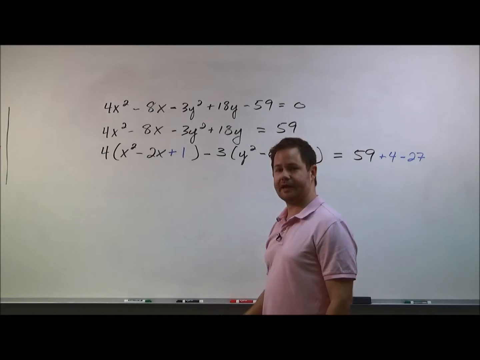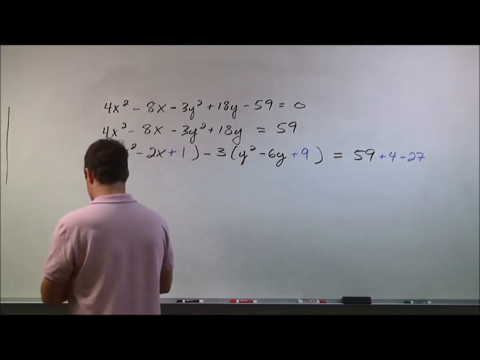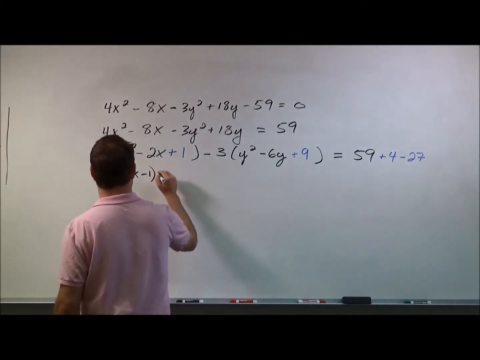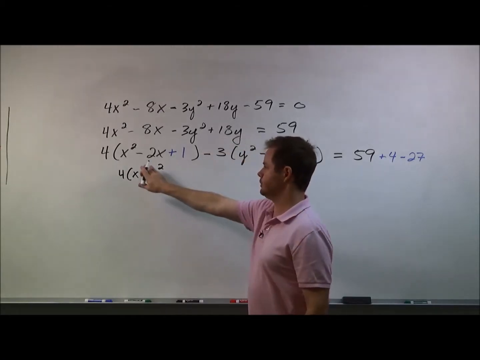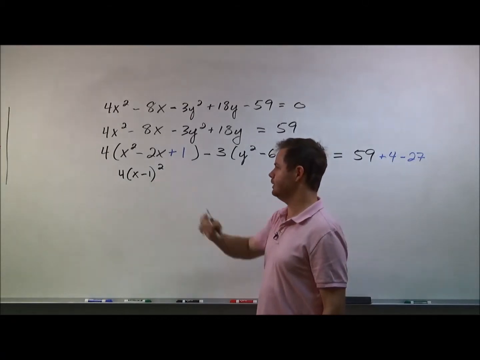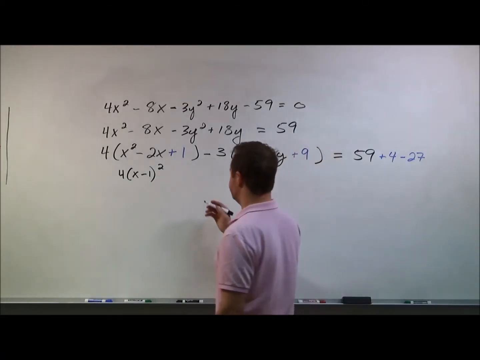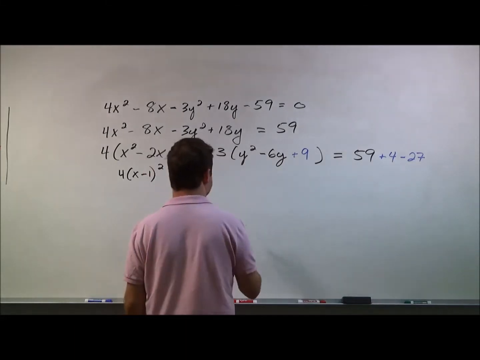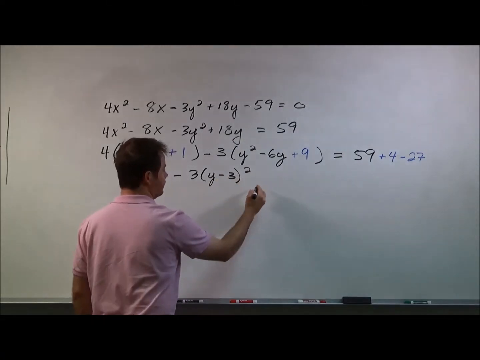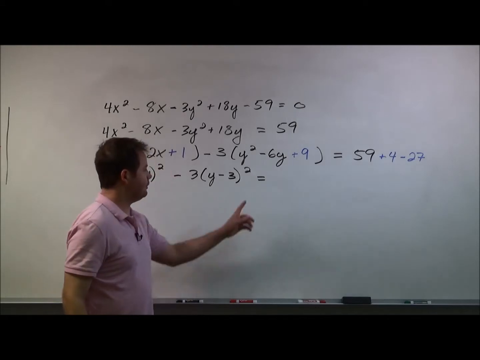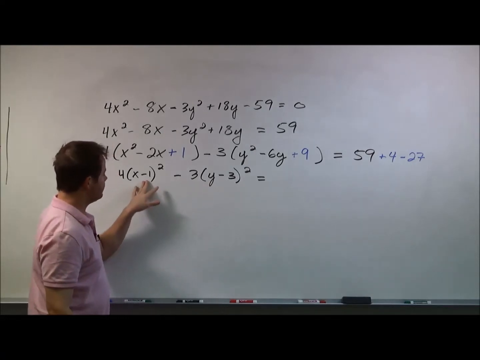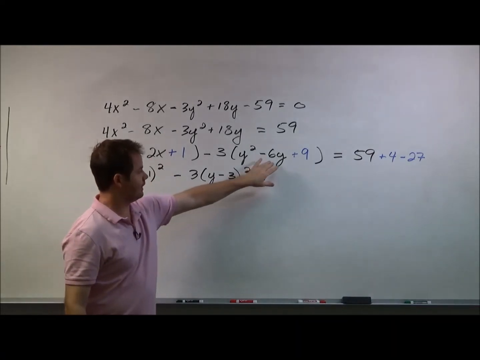Now we can write this out in factored form, and so this will end up being 4 times the quantity x minus 1 squared. So we're just factoring out x squared minus 2x plus 1, and that is going to be x minus 1 times x minus 1, which is x minus 1 quantity squared. And then here, minus 3 times, this will factor into y minus 3 times y minus 3, which is y minus 3 quantity squared. And if you notice for each one, whether it's x minus 1 or y minus 3, this number is just half of this. So you can find that value relatively quickly.